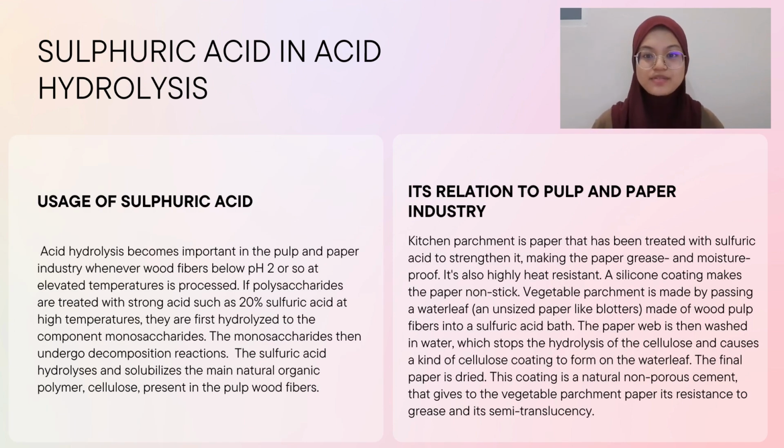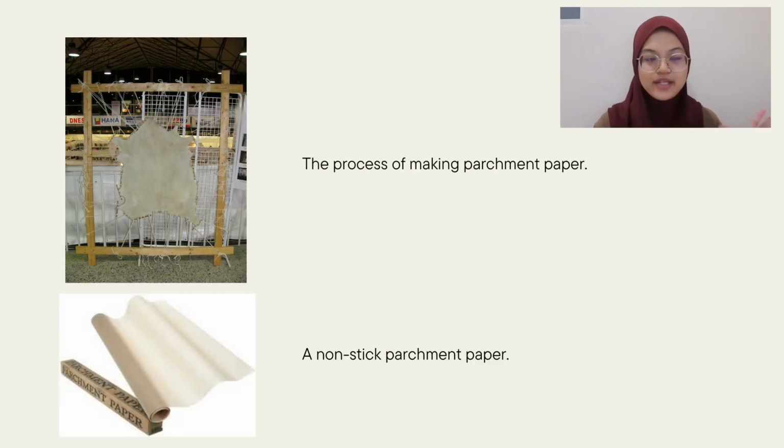Acid hydrolysis becomes important in the pulp and paper industry whenever wood fibers are processed below pH 2 or so at elevated temperatures. The sulfuric acid hydrolyzes and solubilizes the main natural organic polymer, cellulose, present in wood pulp fibers. This helps greatly in the making of kitchen parchment that has been treated with sulfuric acid to strengthen it, making the paper grease and moisture-proof, heat-resistant, and non-stick. With this, I include a picture of the process of making parchment paper and a non-stick parchment paper.